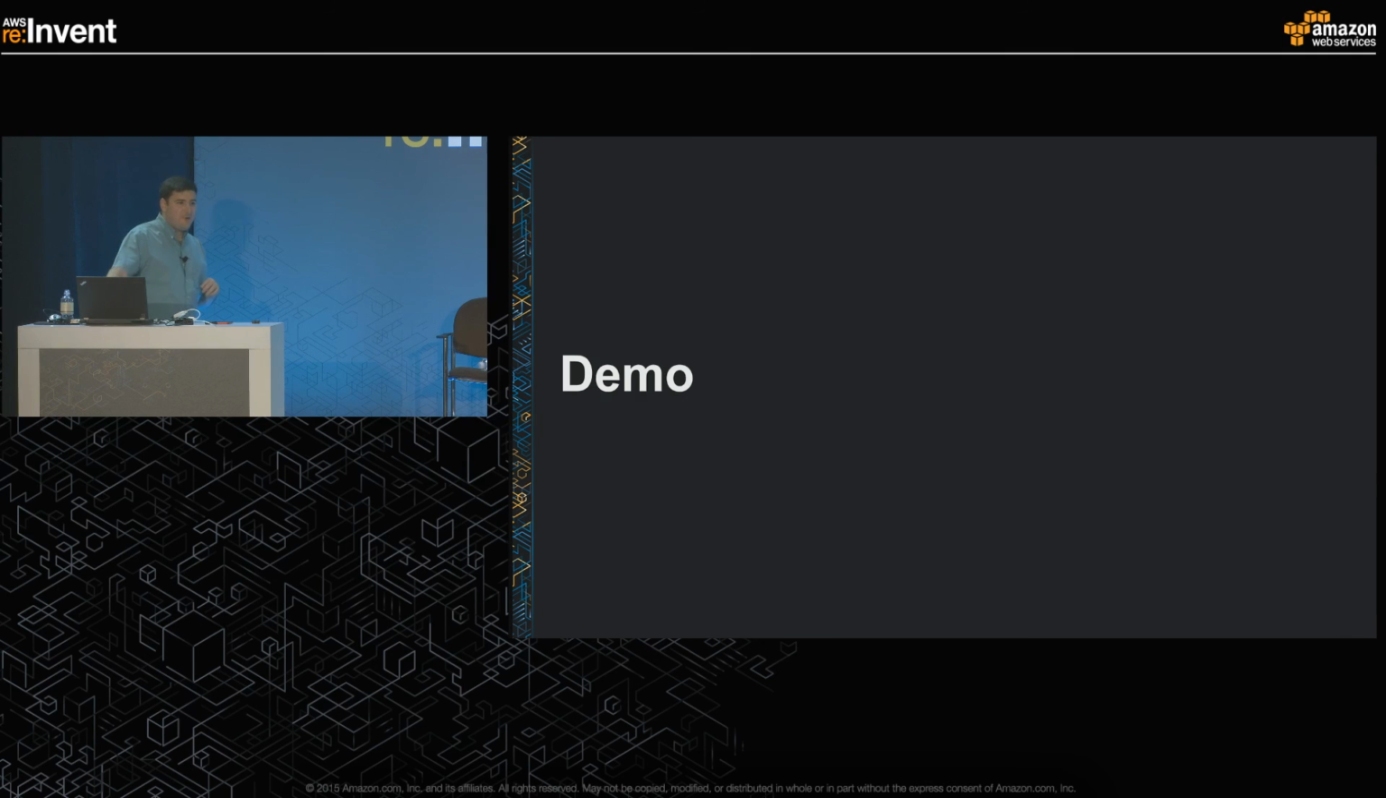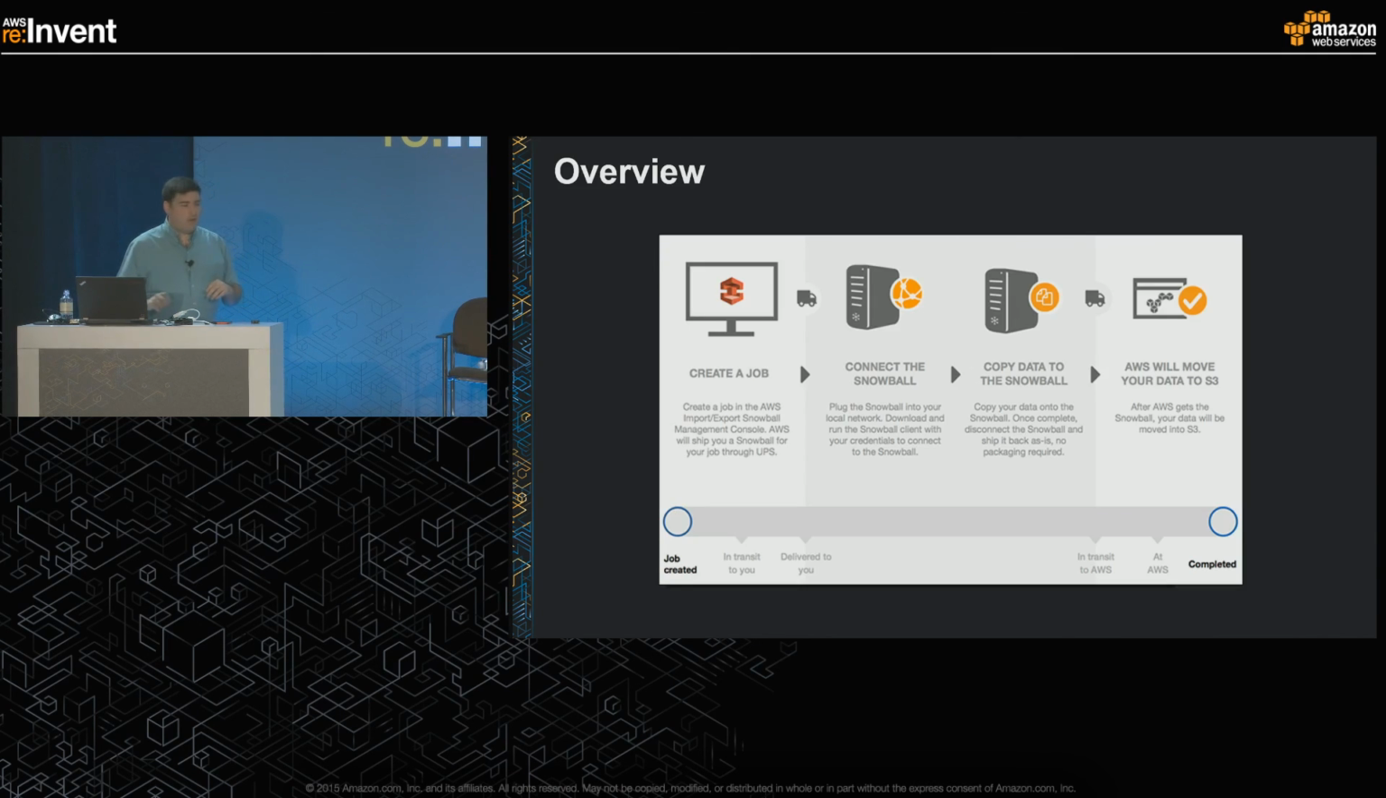So let's do a little bit of a demo. So getting back to our overview, right? We had our four sort of major steps, if you will. Creating the job, connecting to the Snowball, doing the data copy, having it shipped back to us, and then having us actually upload the data to S3. So let's start off on the creating a job step.